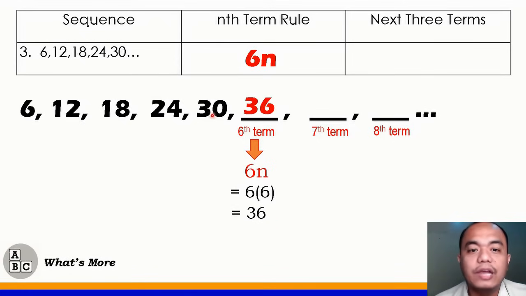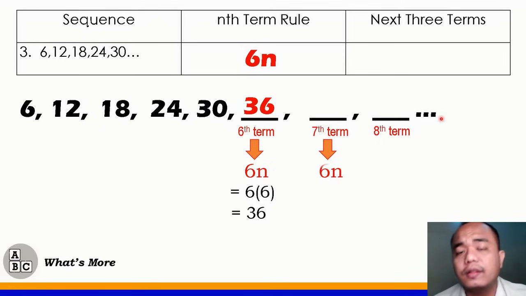So if we add, since we only have the common difference of 6, the 30 here we can add 6 to, so make it 36. But again, as I said, to get you used to using the n-term rule, we will use the 6n as the n-term rule in finding the 6th, 7th, and the 8th term in the given sequence.